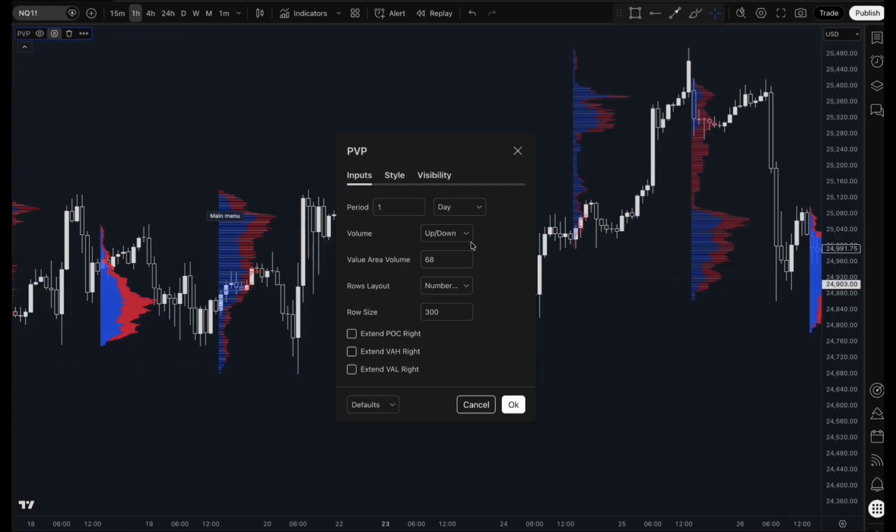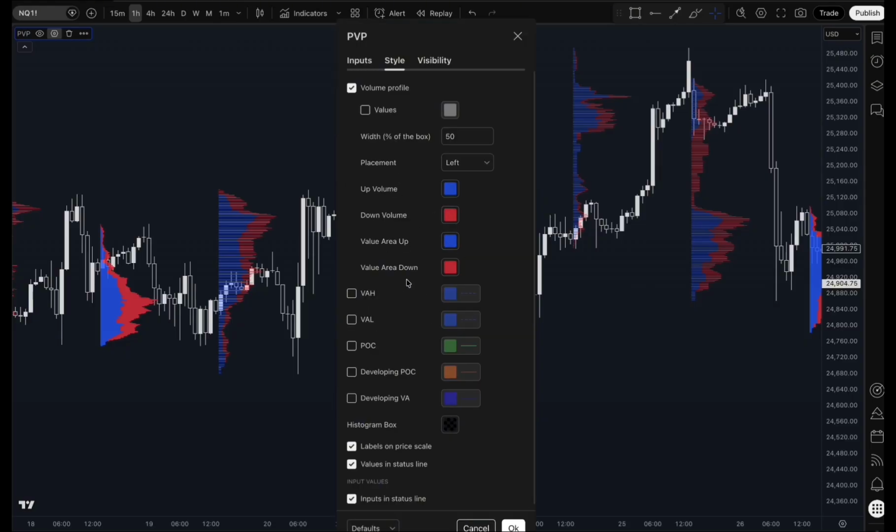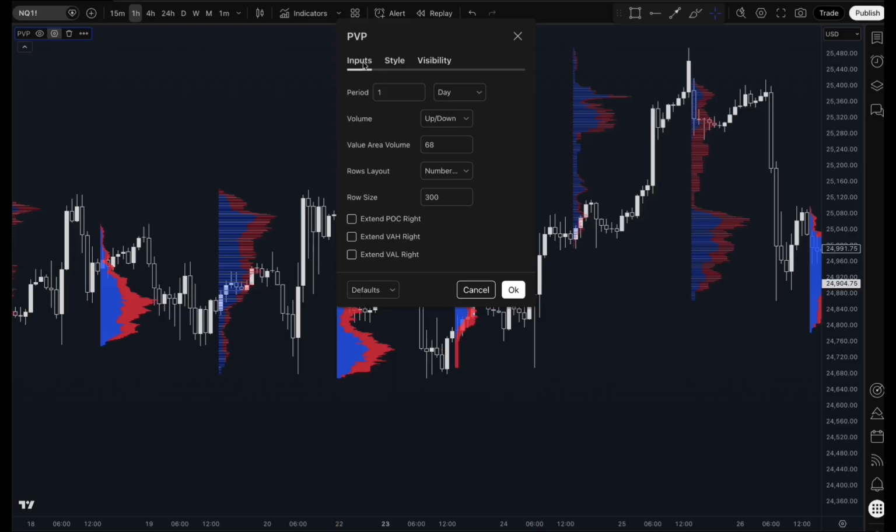Also, I see some people using the volume function up and down and then even delta. Again, given the previous limitation that I just mentioned, it doesn't make much sense to do that. So I would just advise to keep it in total. And then all this coloring red and blue, and they choose different colors for down volume. Same with the value area up and value area down. It's just not going to be very accurate, so there is no point. I would just keep it to total volume, and it's going to be much better for approximation.